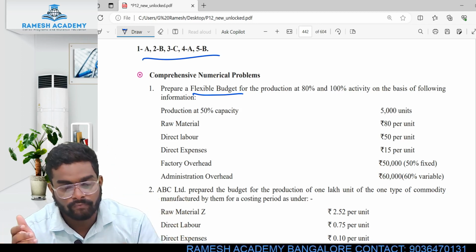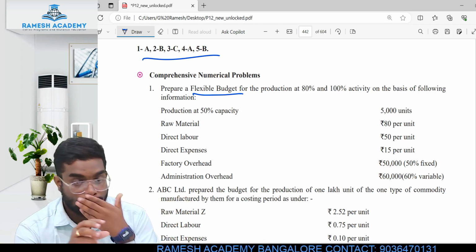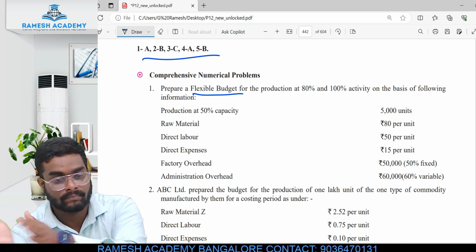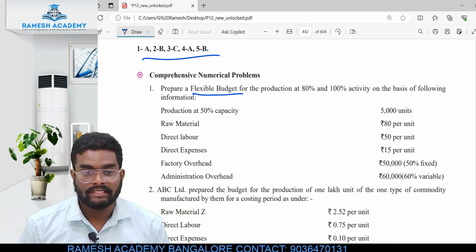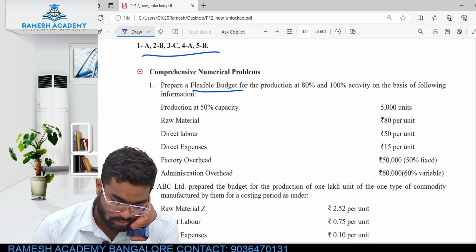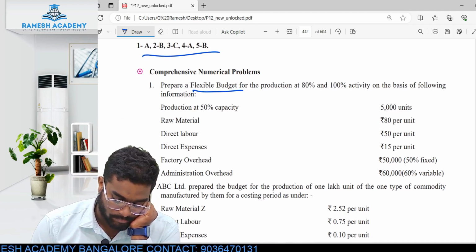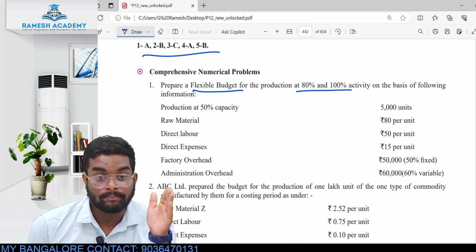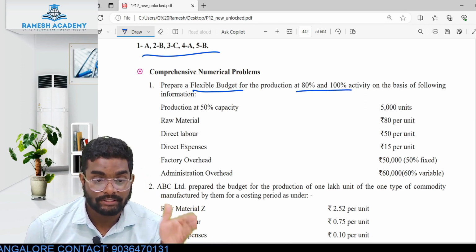First we will remove the variable component and the fixed component, and then the fixed component will be same, but the variable component will be changing as per the number of units. So we will be solving this now. So now, prepare a flexible budget for production capacity 80 and 100. Simple. We have to convert the present budget capacity into 80 and 100.